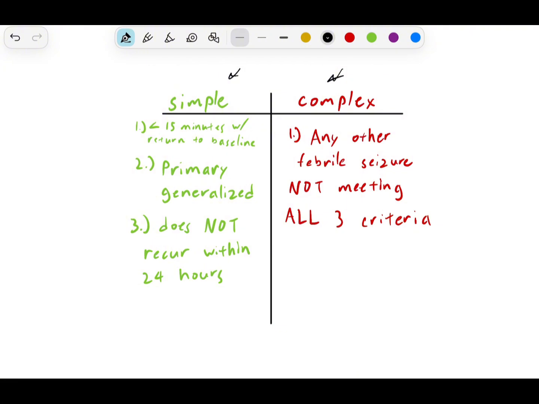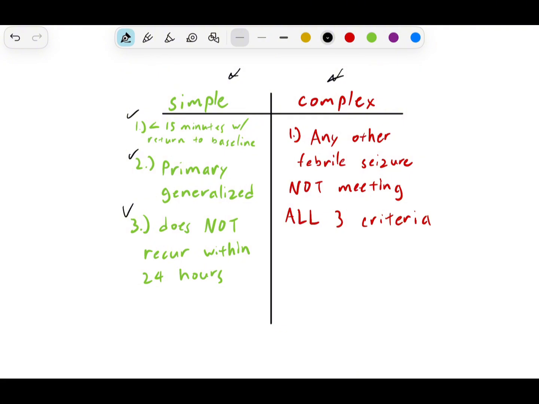Now let's move on to complex. So what is a complex febrile seizure? A complex febrile seizure is any other febrile seizure that does not meet these three criteria. So if it lasts longer than 15 minutes, it's complex. If the seizure-like activity starts off with, say, right-sided shaking or motor hyperactivity, all right, then it's not a primary generalized seizure, and now it can be complex.